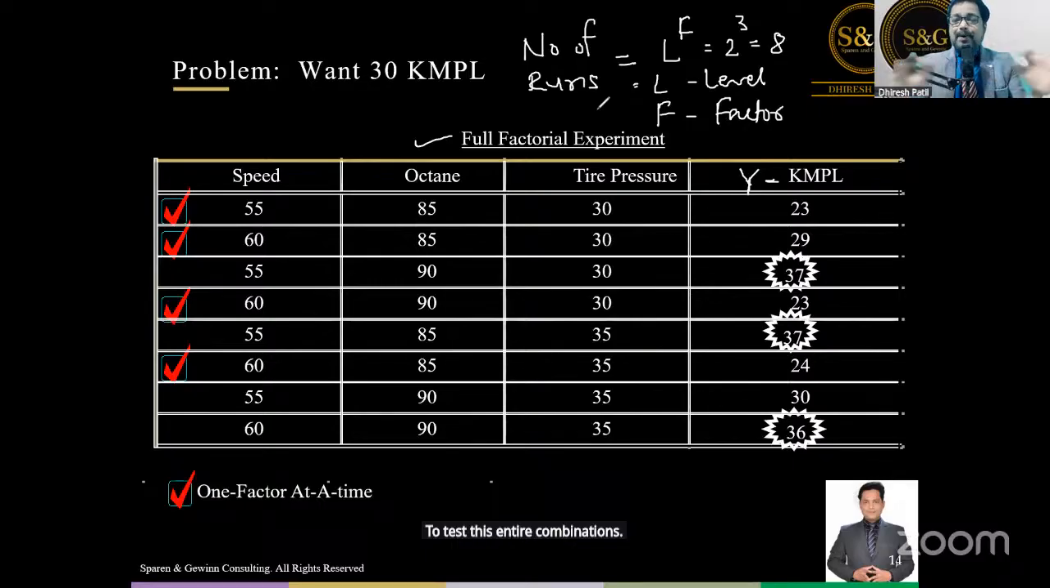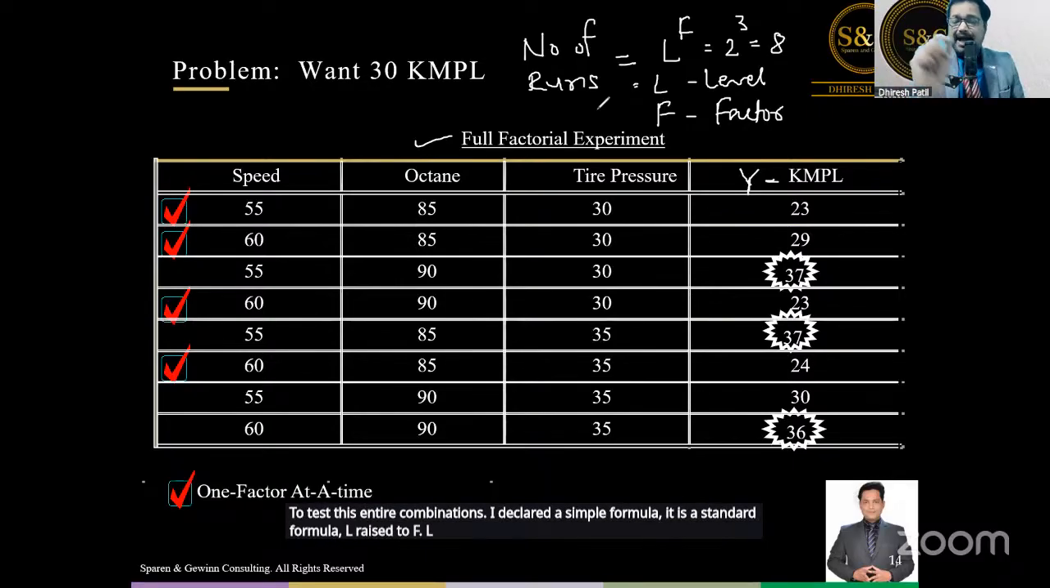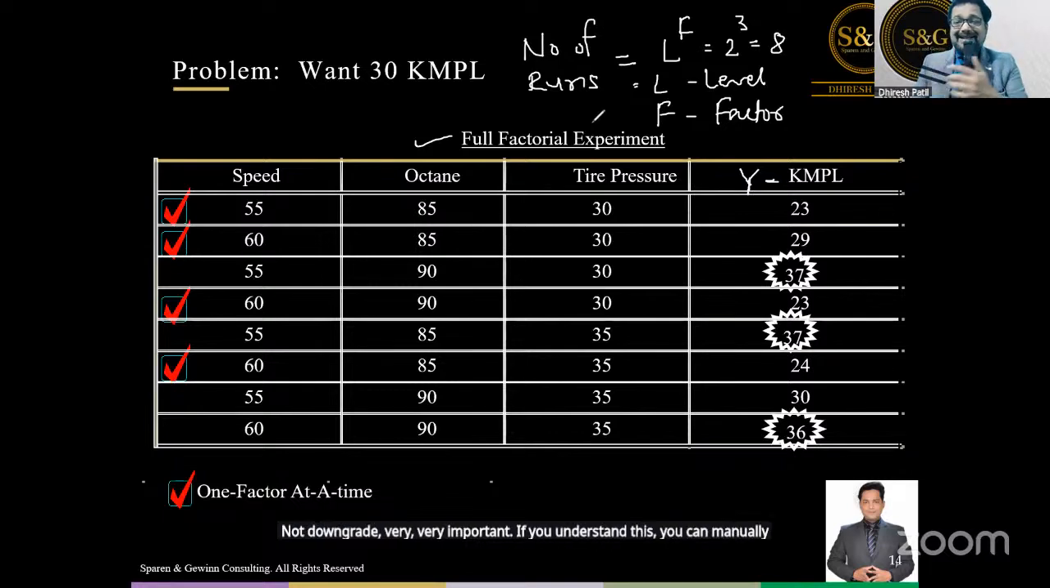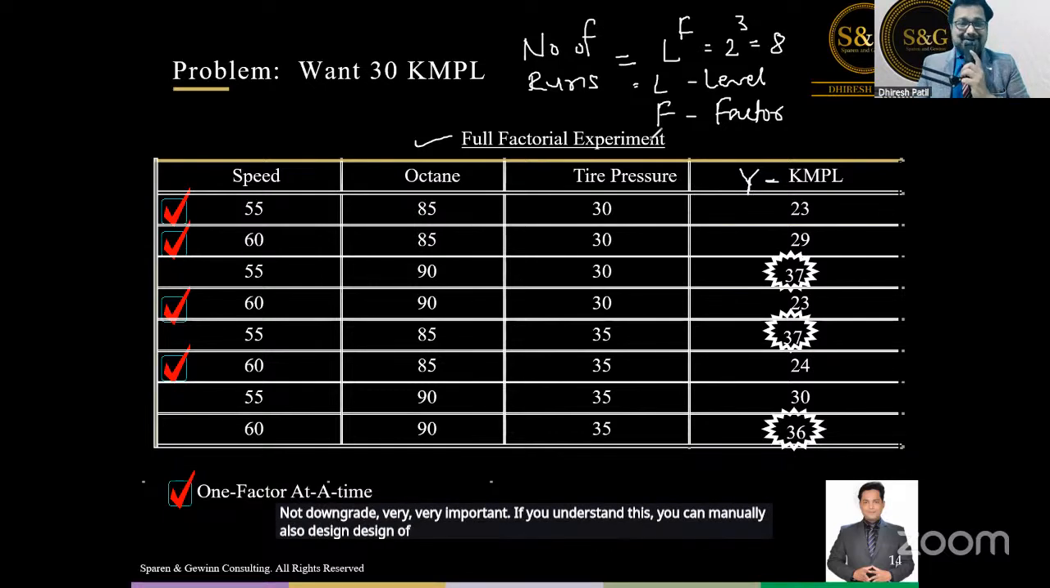Are you clear? It is a simple, standard formula, L raised to F. L meaning level, F meaning factor. So we have 2 levels and 3 factors, so 2 raised to 3 is 8. Have you noted this down? Note down, very, very important. If you understand this, you can design experiments manually also. आप manually भी कर सकते हो.